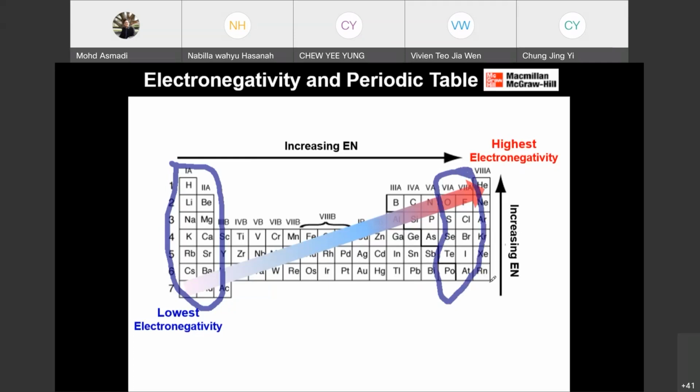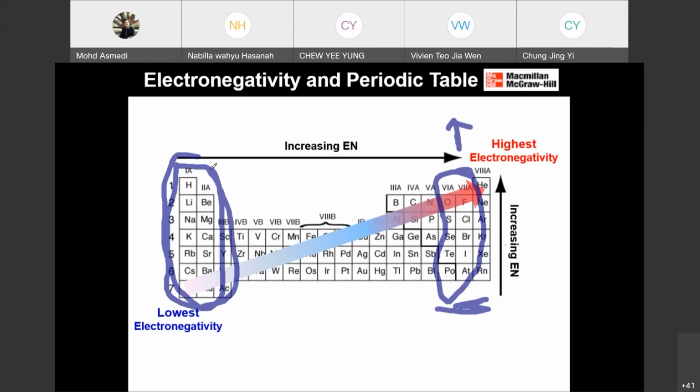Reactive non-metal. Ionization energy increases, right? Higher, right? This one, if you still remember from the previous slide. And electron affinity is also high. Okay, so this one can accept electrons. Group 6A and also 7A. This one we call it... right? This one is more to metal.